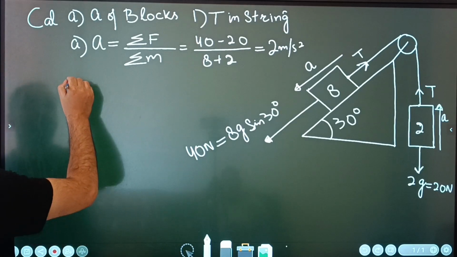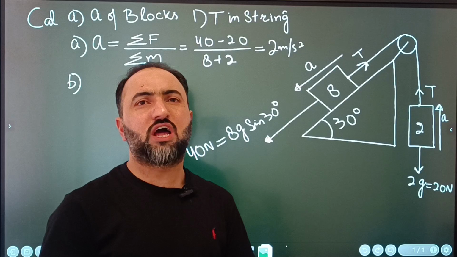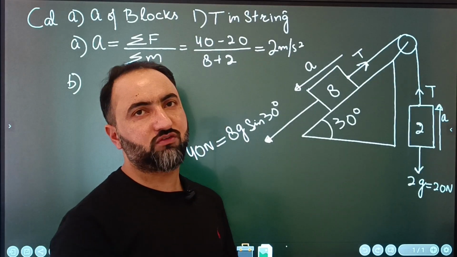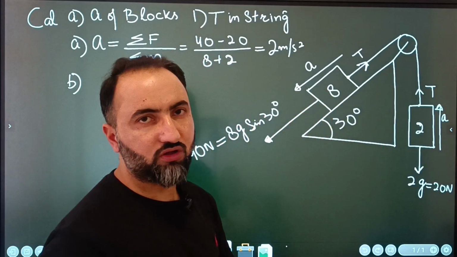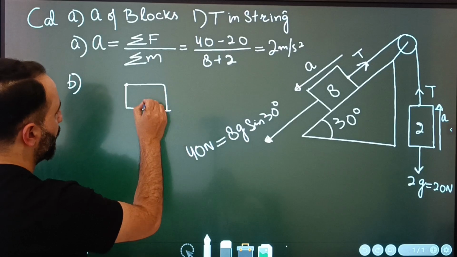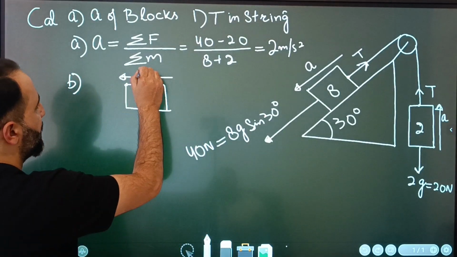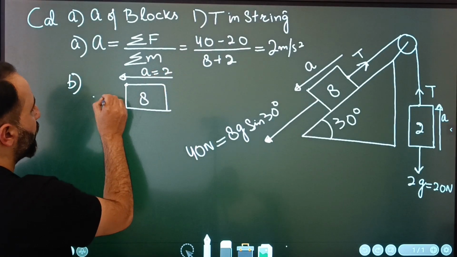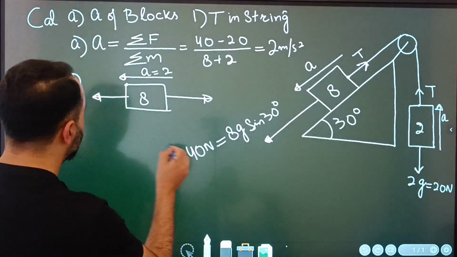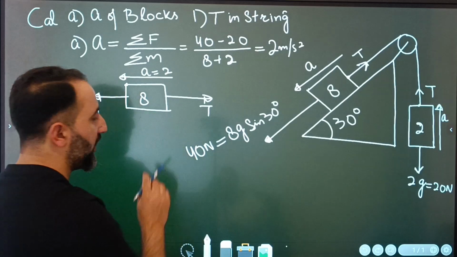Now what is part B? Part B is that we are supposed to calculate the tension in the string. Okay, now in order to calculate tension in the string, what I will do is make a free body diagram for one of the two blocks, either for this block or for this block. All right, so here this is the 8 kilogram block. Let me make it for this. Now on this 8 kilogram block there are two forces. Acceleration is equal to 2. How many forces are there on this? Two forces. One towards right, another towards left. This force is equal to 40. What about this force? This is equal to T, which we are supposed to calculate.